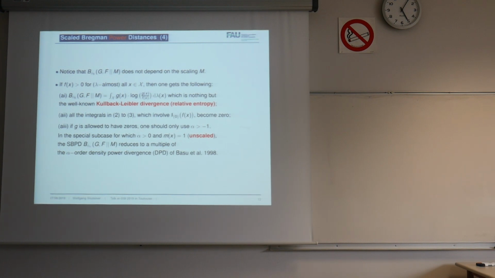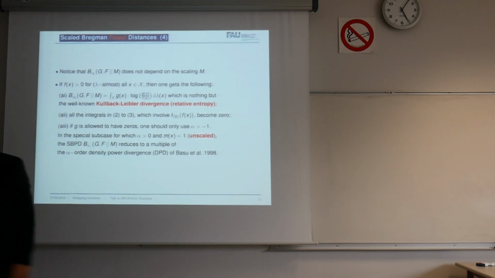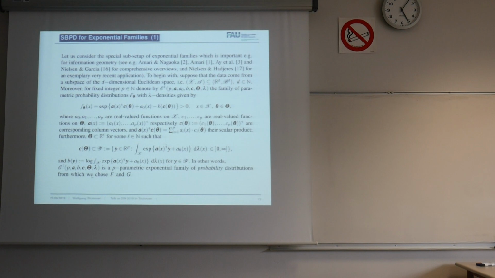And if alpha is taken to be larger than 0, and if the scaling is just 1, so it's unscaled, remember, dividing by m now means dividing by 1, so everything is unscaled. Then these scaled Bregman power divergences are nothing else but the well-known density power divergences of Basu and collaborators of 1998.